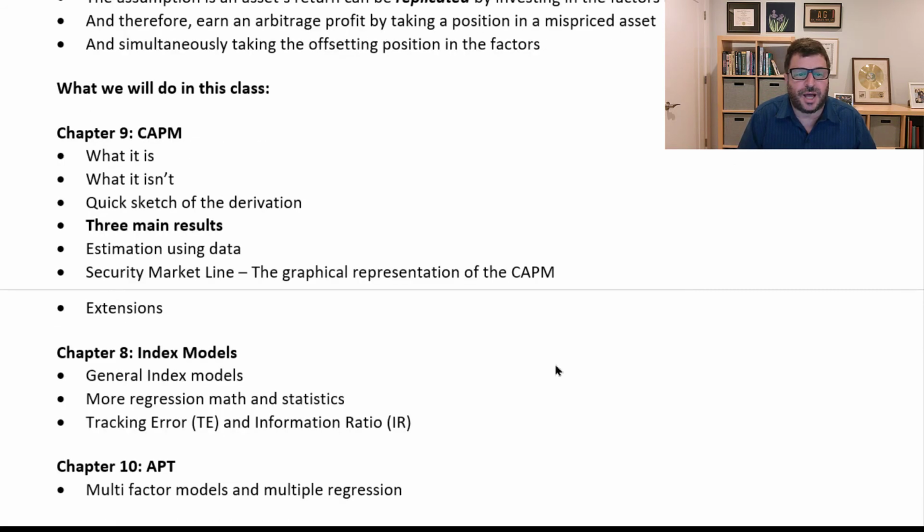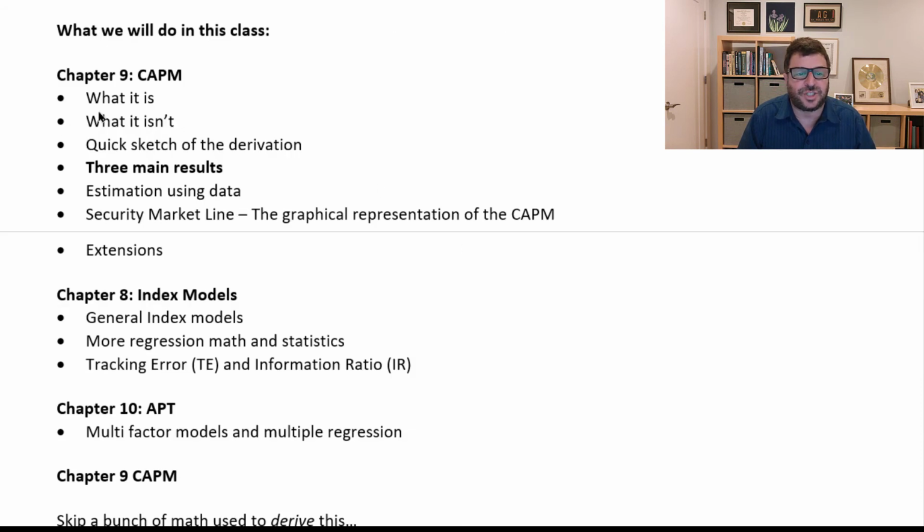So what we'll do in this class is we'll do chapter 9 first, the capital asset pricing model. We'll talk about what it is, we'll talk about what it isn't, we'll do a quick sketch of the derivation. We're going to skip a lot of the math for the proofs of the CAPM. We'll talk about the three main results of the capital asset pricing model. We'll estimate the CAPM beta using returns data. And then we'll talk about the graphical representation of the capital asset pricing model, which is referred to as the security market line or the SML. And then we'll do a few extensions.